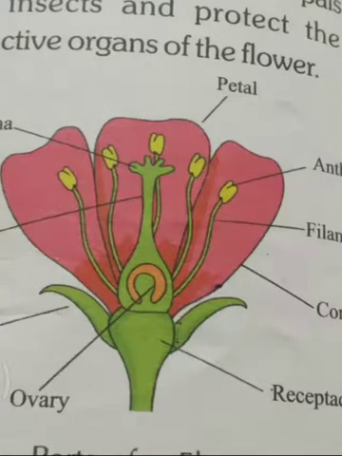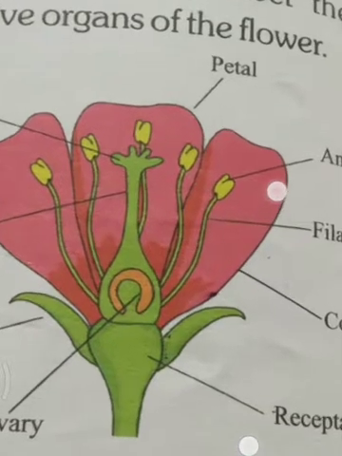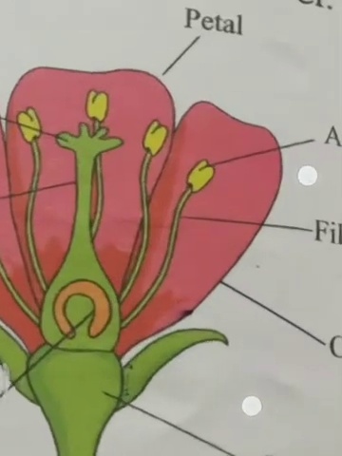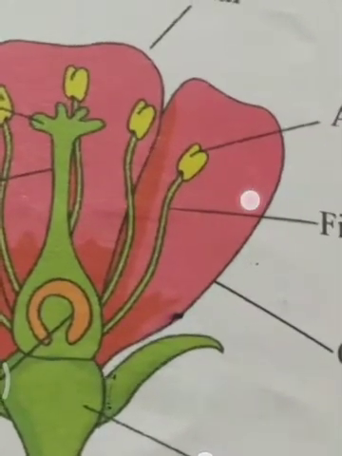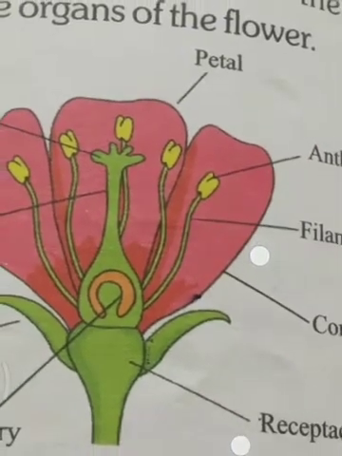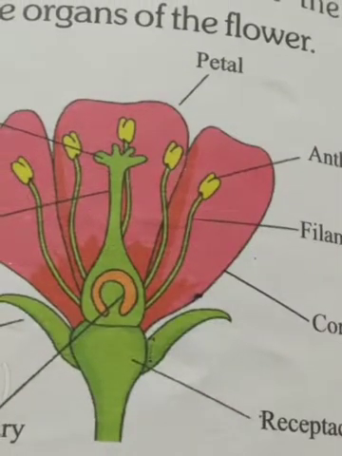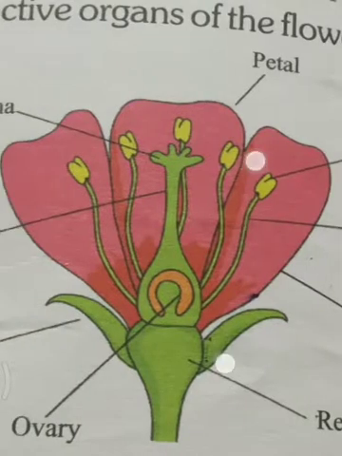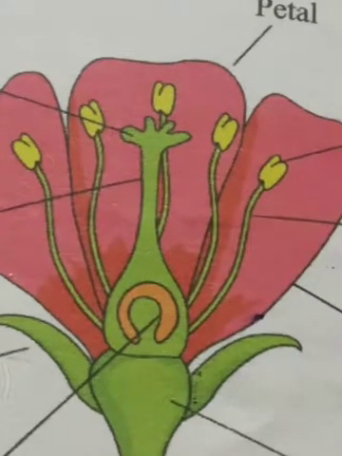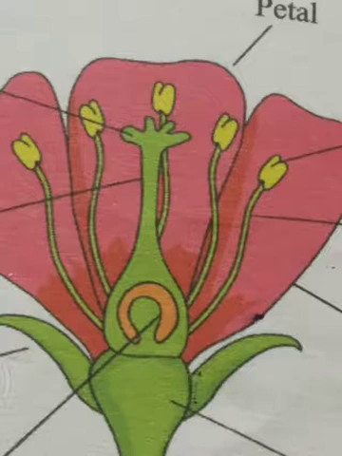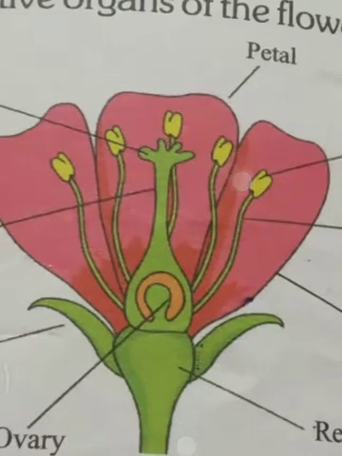Then we discussed pollination. A flower has 4 whorls, and the parts of the flower we already discussed: thalamus, green sepals, red petals, then anther and filament, which is the male reproductive organ of the flower, and stigma, style and ovary, which is the female reproductive part of the flower. The male part we call androecium and the female part gynoecium, and these help in pollination.